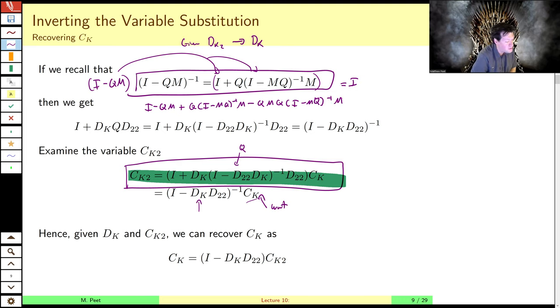And this still looks fairly horrible, but we can simplify it by factoring out this term on the right. So it's I minus QM, that stays the same. And then factoring out the terms on the right, plus everything multiplying (I minus MQ) inverse M. So what multiplies that? Well, here it's Q, and here it's minus QMQ. And of course, we can pull Q out of the left of this. So this is equal to Q(I minus MQ). Oops, minus there. So let's just do that simplification.